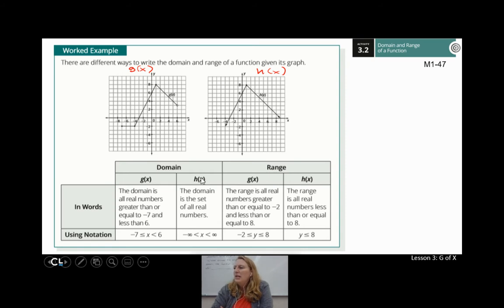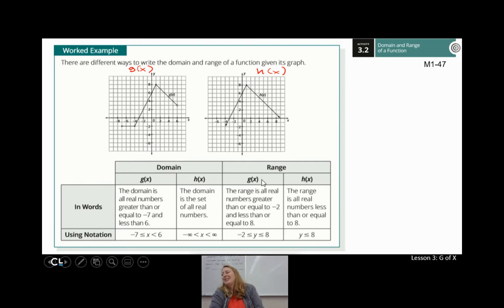So the domain of h of x, again, we're just looking at the x values, but do you notice how there's arrows on both ends? That means this is going to go forever left, and that's going to go forever right. So the domain is the set of all real numbers because of the arrows. The arrows mean it can go forever. So that means it's all real numbers. And if you want to use the notation, you would say negative infinity is less than x is less than infinity. We never put equal signs with infinity because there's nothing actually equal to infinity, is there?